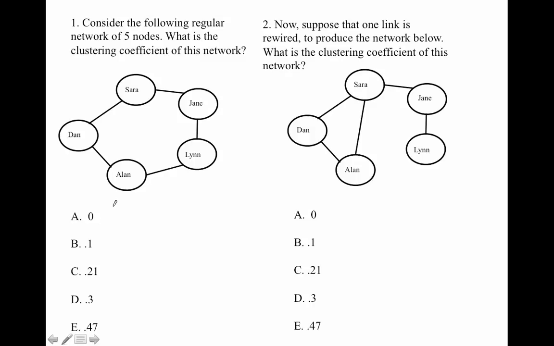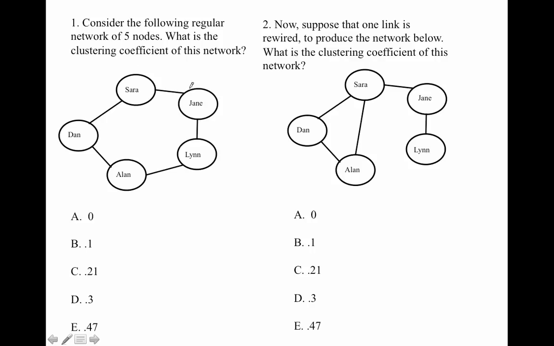Well, let's recall the definition of clustering coefficient. The clustering of a node is the fraction of all possible pairs of friends that are friends with each other. So Dan has two friends, Sarah and Alan, and they're not friends with each other. So Dan's clustering is zero.